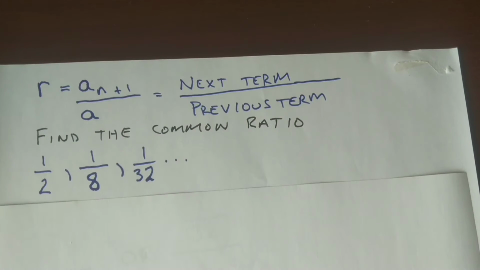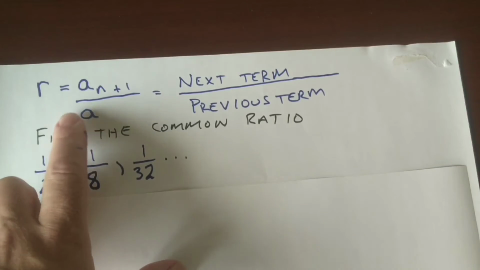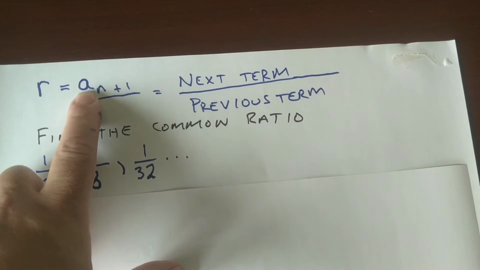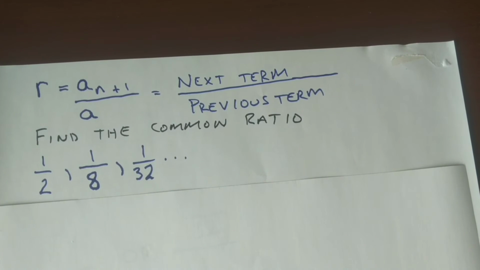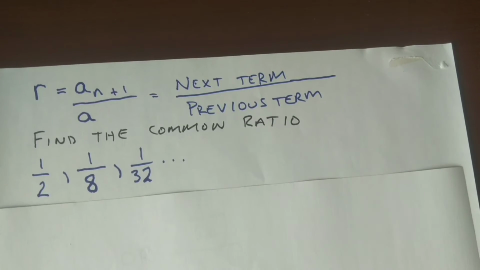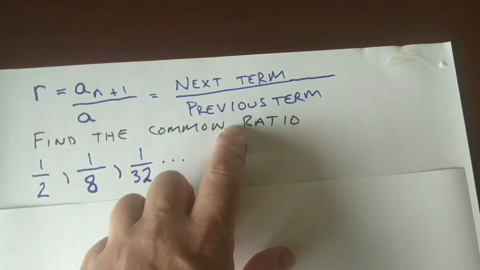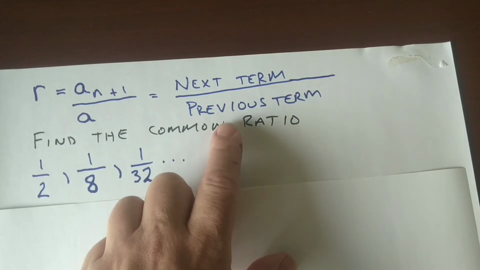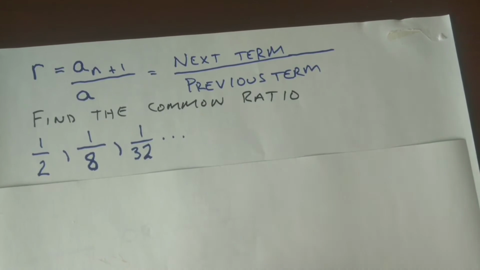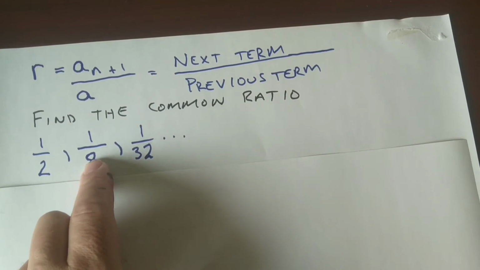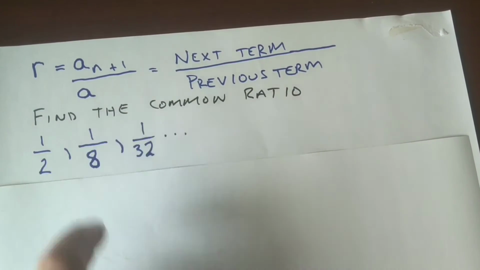So I would keep this in mind, that if you want to find R, do a to the n plus 1 over a. So what the heck are you talking about, Mr. Jolly? That's fine. It's the next term divided by the previous term. Hopefully that makes more sense. So what I mean is, if we come down here, I can divide this by this to get R. I can divide this by this to get R.